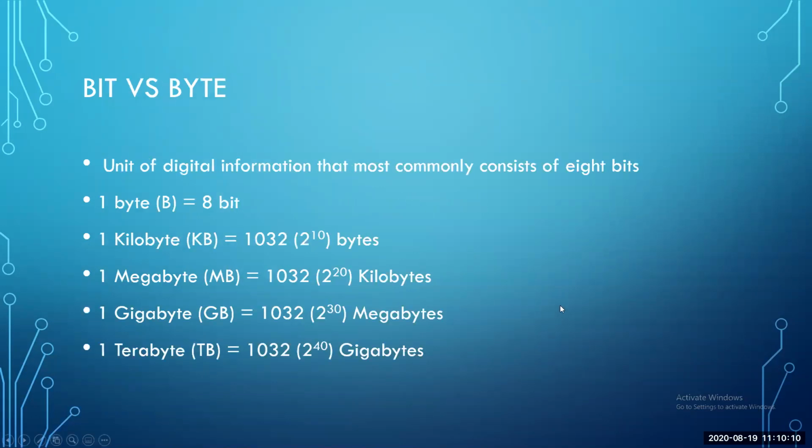All right, so a bit versus a byte. 1 byte is equivalent to 8 bits. And you see here, 1 kilobyte is equivalent to 1,032 bytes. 1 megabyte is equivalent to 1,032 kilobytes, so on and so forth with gigabytes and terabytes. We also have petabytes beyond a terabyte, which is 1,032 terabytes. And then we have more and more down the line.